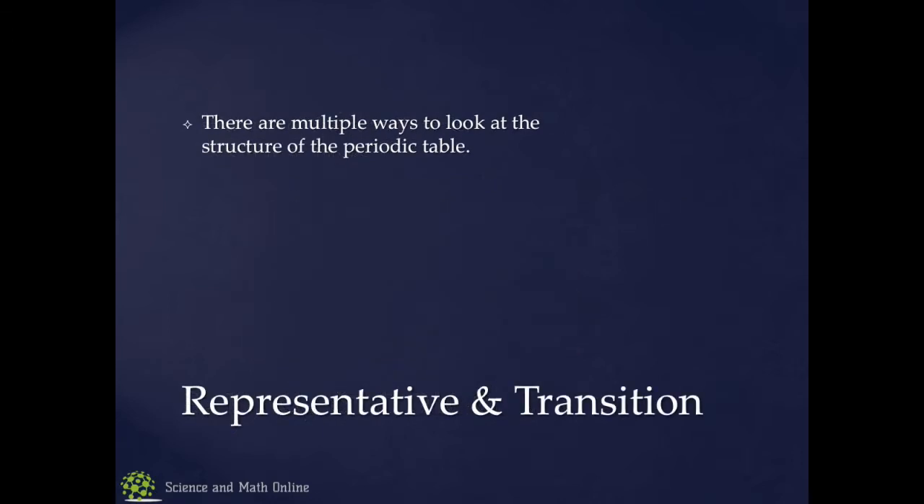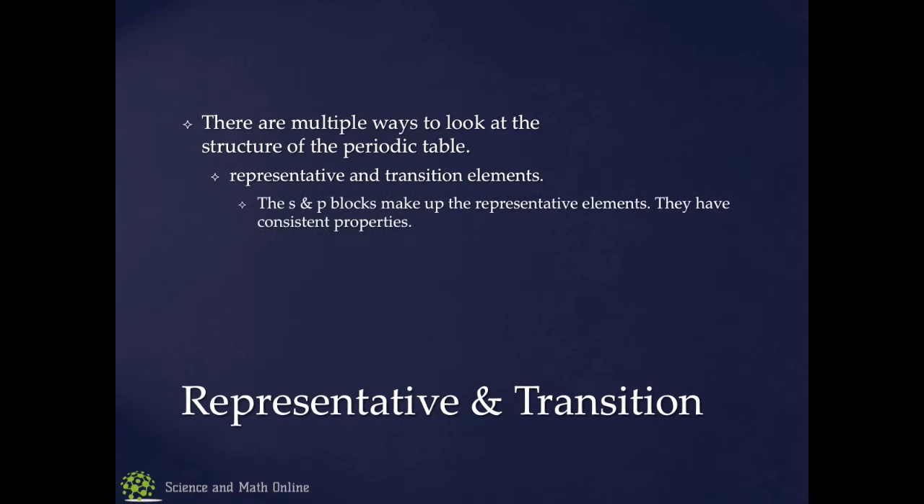Another way we can break up the periodic table is into what we call representative and transition elements. Representative elements are the s and p block. We call them representative because they have consistent properties that don't change. Their charges stay the same, they react the same, they don't do anything weird.